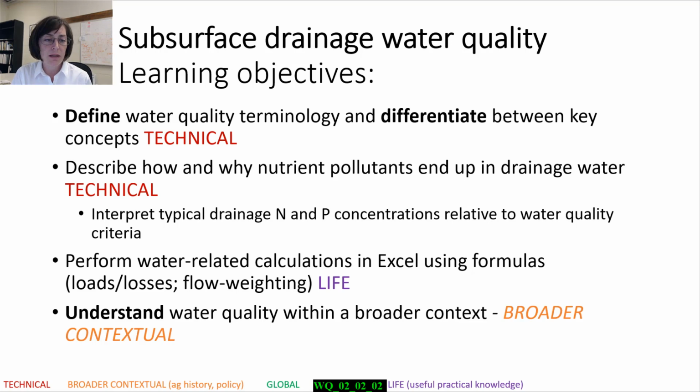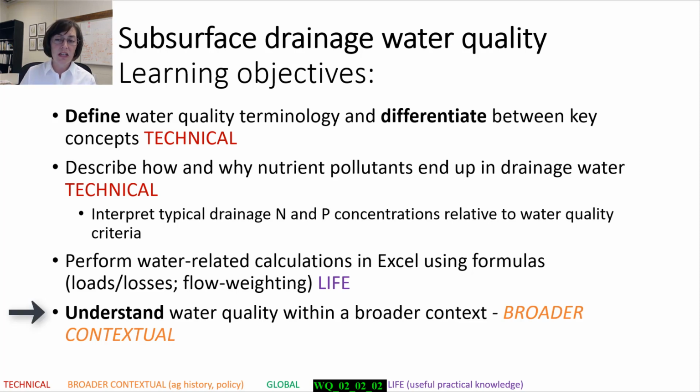For this week, we're going to be continuing to define water quality terminology, differentiating between key concepts. For example, our nutrient loss strategy here in Illinois versus the approach taken with a TMDL in the Chesapeake Bay watershed. Then we're also going to work towards understanding water quality within a broader context.